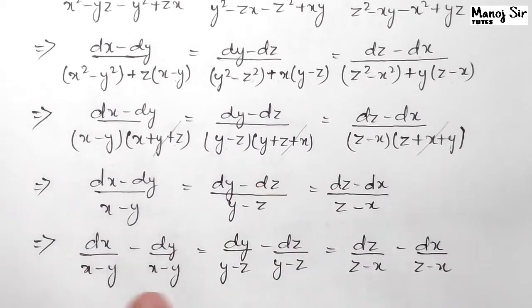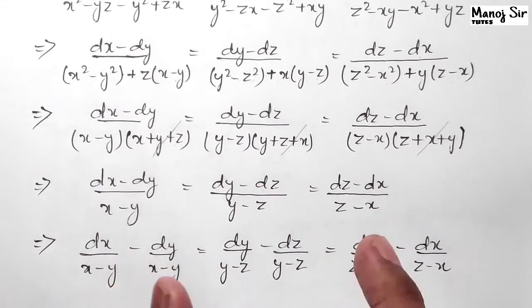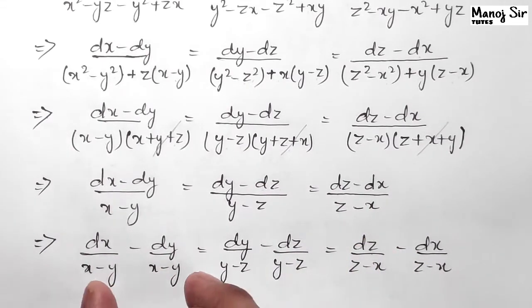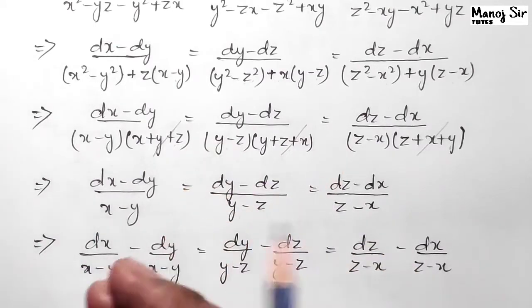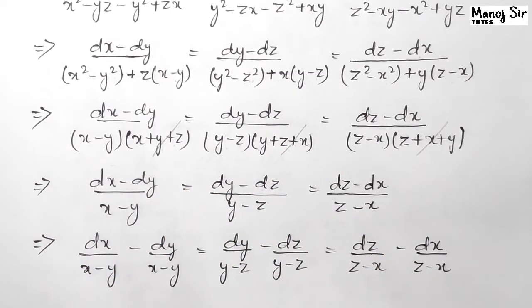Now, from these fractions we can take the help of fractions to find the value of u as well as v. So first of all, we will take these two fractions to find u. To find v, we will take the help of these two fractions.